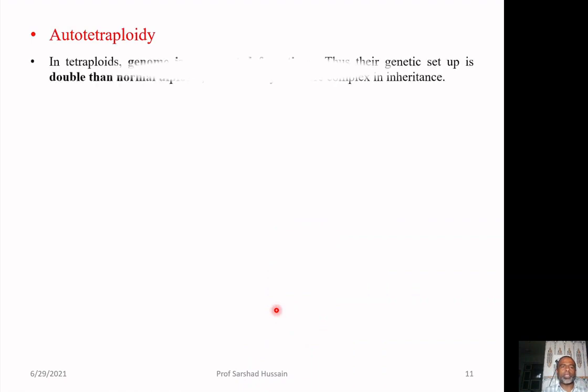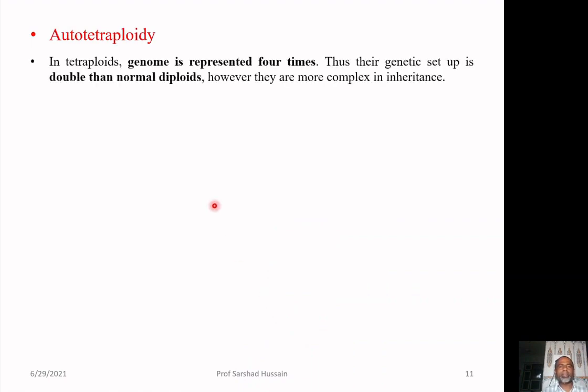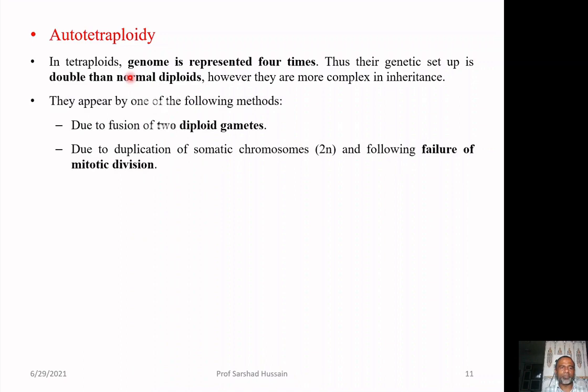Then autotetraploid. Autotetraploid means the genome is present 4 times, that means 4 sets of chromosomes, or you can say the autotetraploid are basically double the normal diploid. They appear by one of the following methods: if you fuse two diploid gametes, which will not be formed normally, but if by error the gametes are diploid and you fuse them, you will get the tetraploid, because diploid will have 2 sets and the tetraploid will have 4.